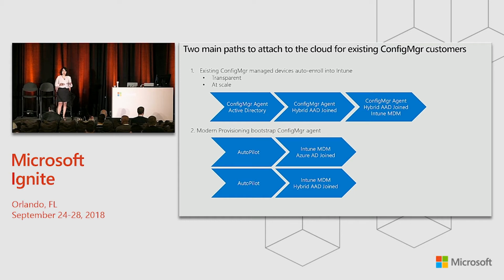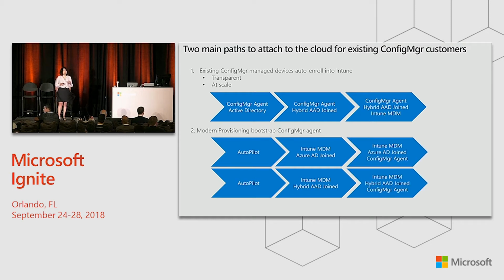So that's your choice. And once the devices are already enrolled into Intune, Intune can bootstrap the ConfigMgr agent and get it installed on the box, so that it has both the ConfigMgr and Intune MDM agent on the box, with either AAD join or hybrid AAD join. So it reaches the same end state in order to be in this co-managed state. And it's a coordinated effort between ConfigMgr and Intune, and I'll show you how.